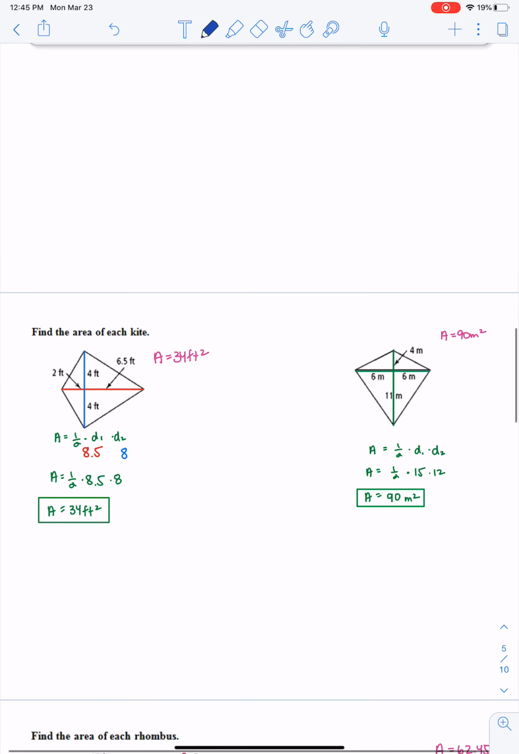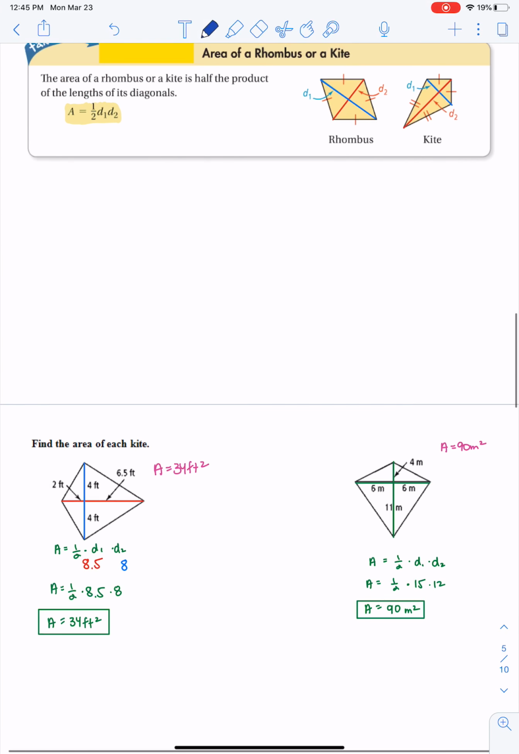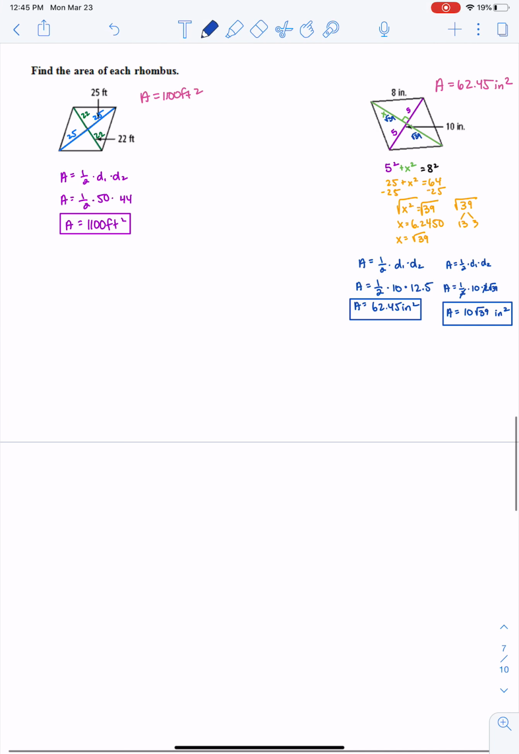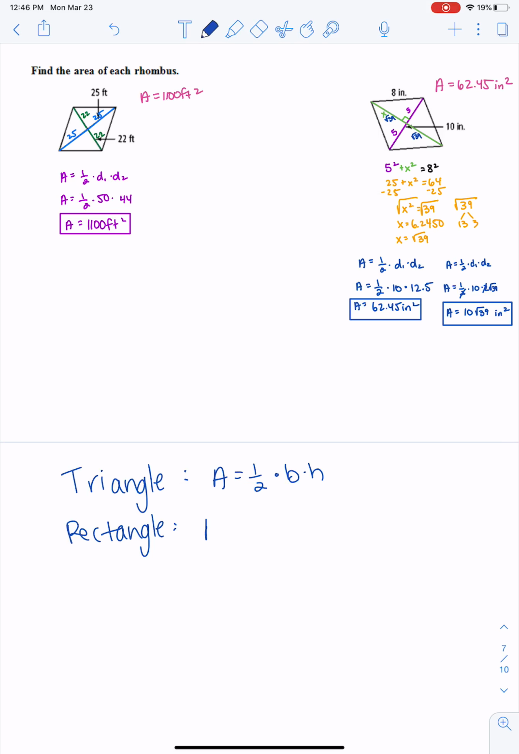Okay, that's all she wrote for areas today. We've so far done triangles, rectangles, parallelograms. So let's just do a little review. Triangles, the area is 1/2 times base times height. A rectangle, the area is base times height, and a parallelogram, the area is base times height.